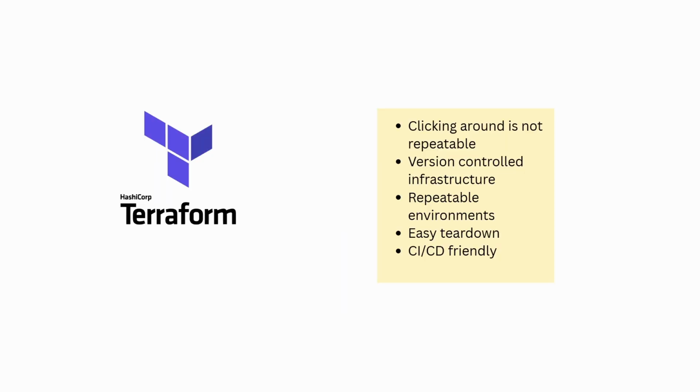So why are we using Terraform for this project? Well, if we click around, it's going to be hard to reproduce the steps, right? Writing our infrastructure in code allows us to version control it and see the history of our changes. So this makes it repeatable, easy to tear down, and it enables us to use the infrastructure as code in the CI/CD pipeline as well. So we can automate things when we have everything written out in code.